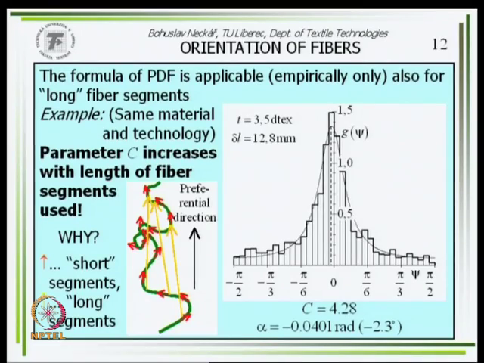Therefore, in the carding web, the C value for long fiber segments is much more. Is much more. The distribution of red arrows is quite other than the distribution of yellow arrows. Yeah? Well, and it is the answer why the C is increasing from roughly 2 to a value over 4.